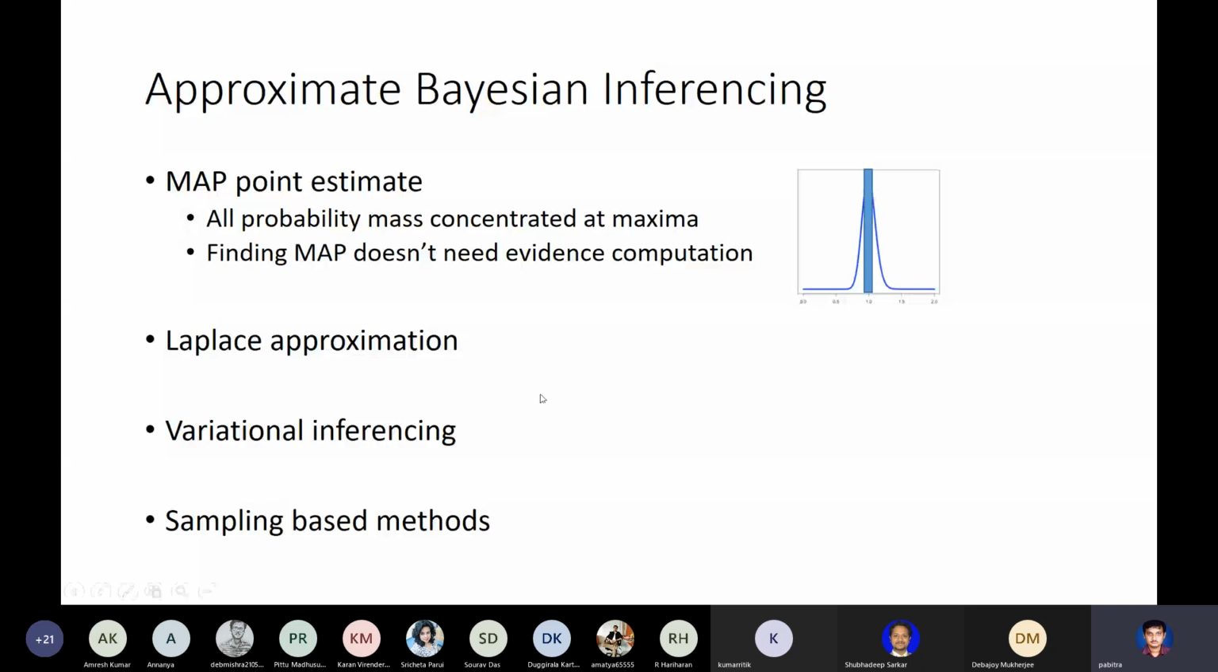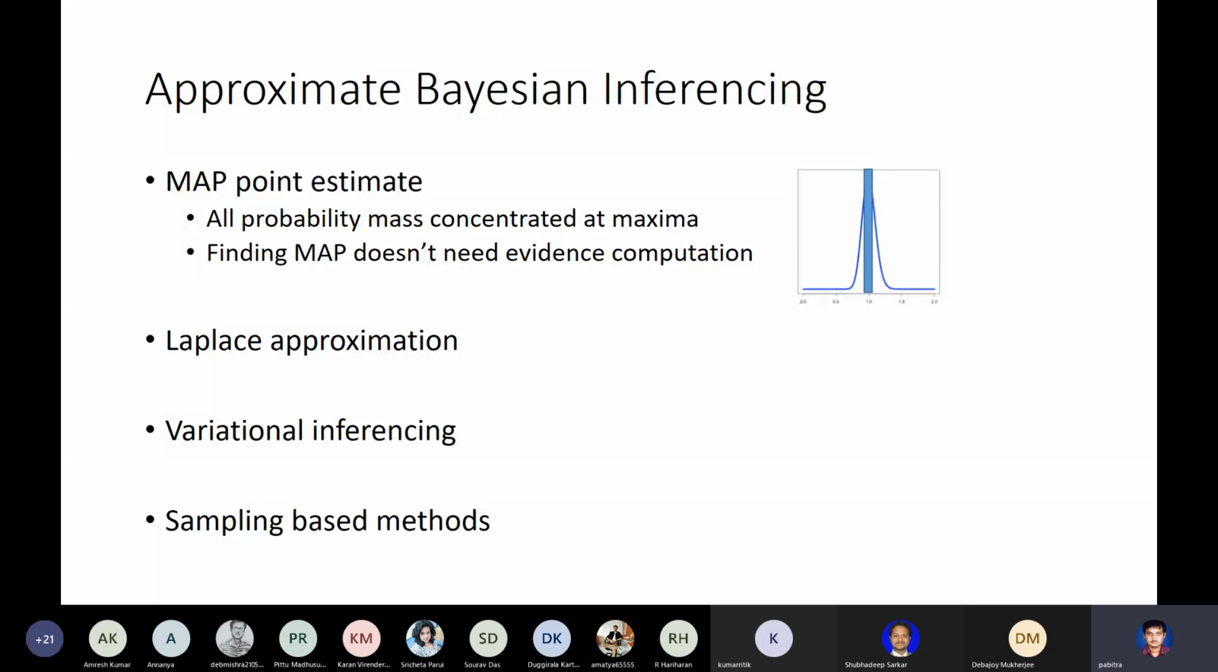We have also seen a Laplace approximation. That means we have approximated the posterior by doing its Taylor series expansion and taking the first two terms. So you know the functional form of the posterior. You replace the integration by a Taylor series and take the first two terms. That's the Laplace approximation. That is also not so easy for many situations.